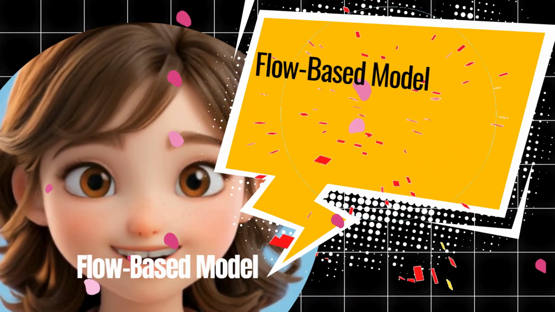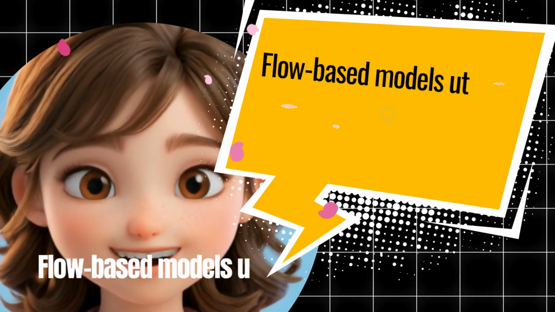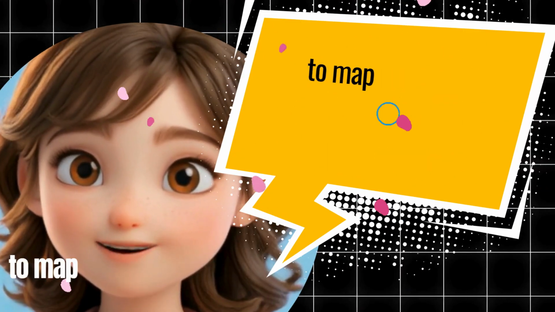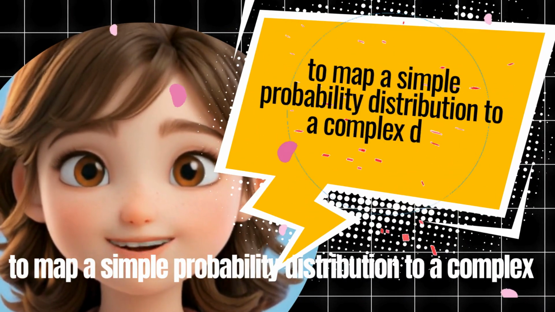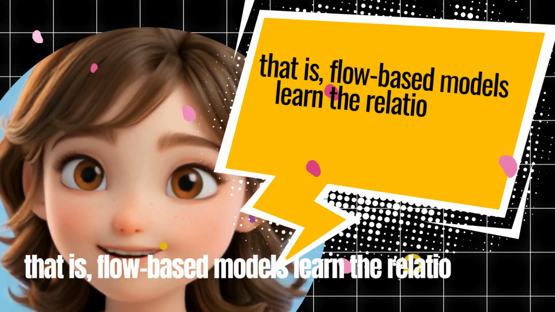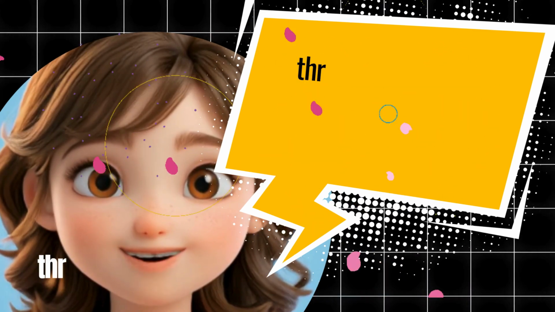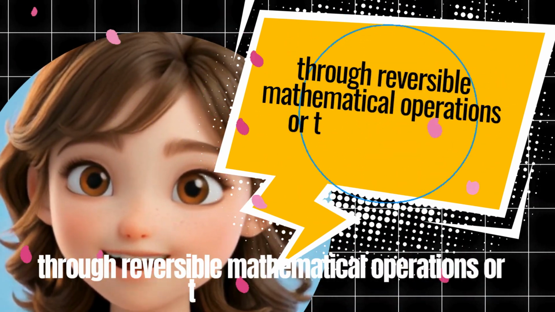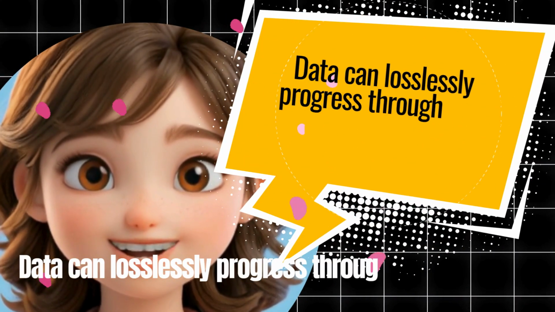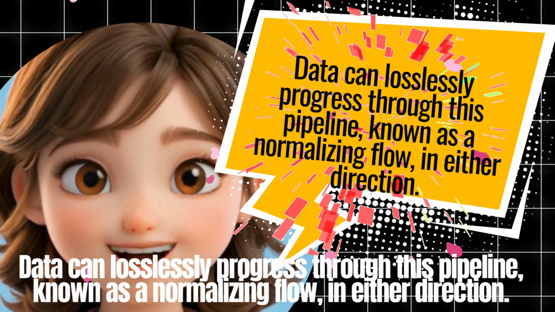Finally, let us discuss the flow-based models and their applications. Flow-based models utilize a series of invertible mathematical transformations to map a simple probability distribution to a complex data distribution. That is, flow-based models learn the relationships between simple and complex distributions of data through reversible mathematical operations or transformations. Data can losslessly progress through this pipeline, known as a normalizing flow, in either direction.